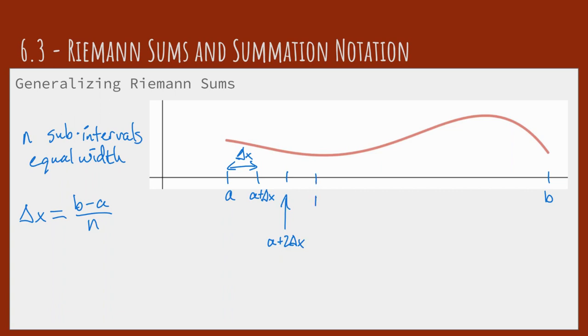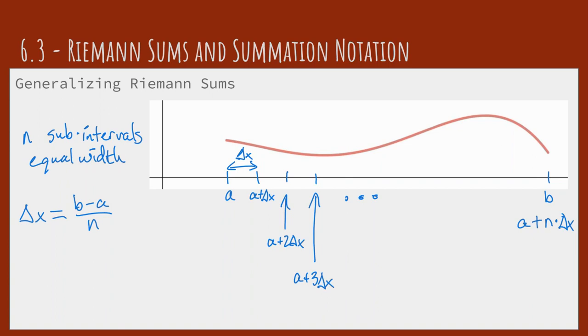And then the next one's going to be a plus 3 delta x. So essentially what we're doing here is we're adding delta x over and over again, and eventually the last one here is going to be a plus n times delta x. So if we're using n subintervals, if we add delta x n times, then we're going to get to the endpoint. So b is going to be the same thing as a plus n delta x.